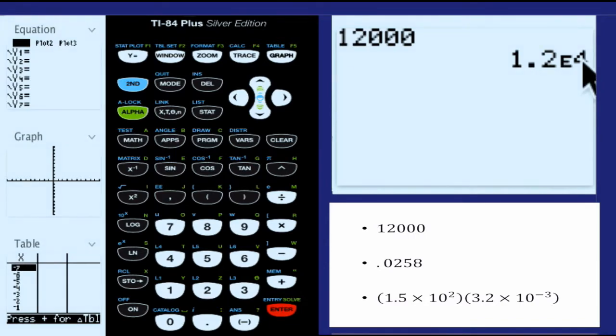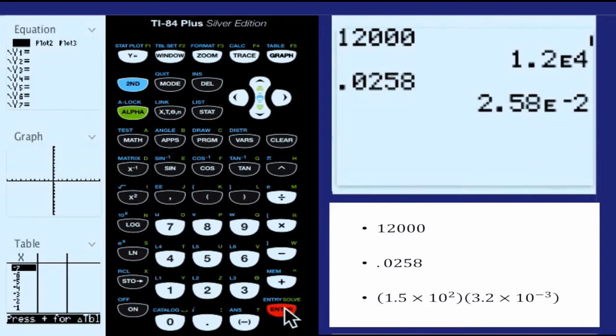So let's do the second one, which is decimal point 0.0258. So type the decimal point, 0.0258. We're going to see what it is in scientific notation. So we press enter. And this is 2.58. The E, remember, is times 10 to the negative 2. So this makes sense because a big number, 12,000 is a big number, is going to have a positive exponent, and a small number, 0.0258, is going to have a negative exponent.